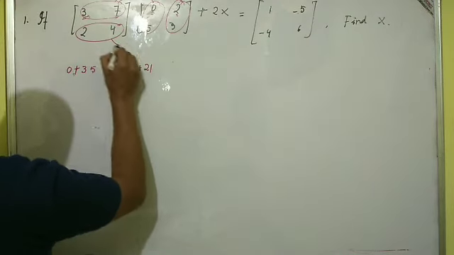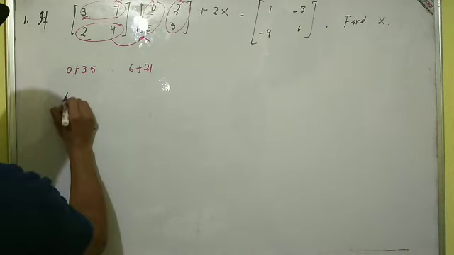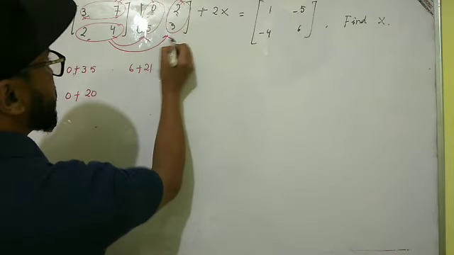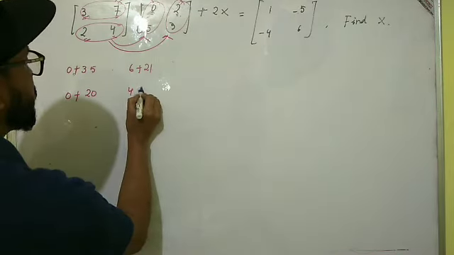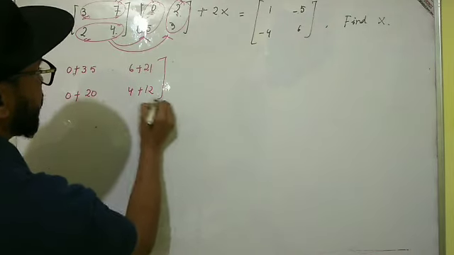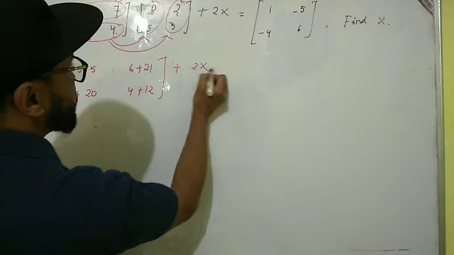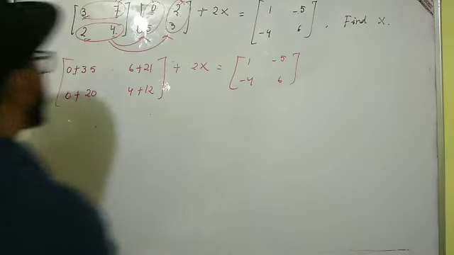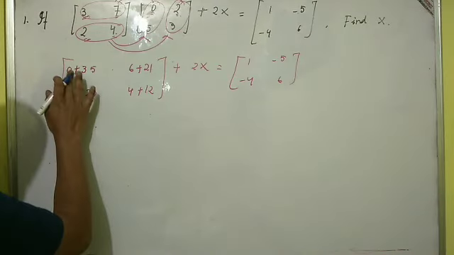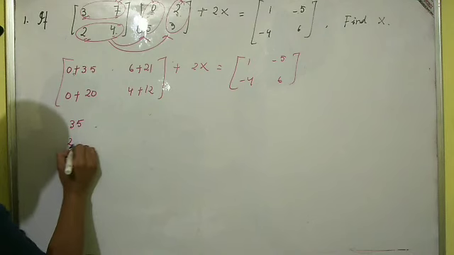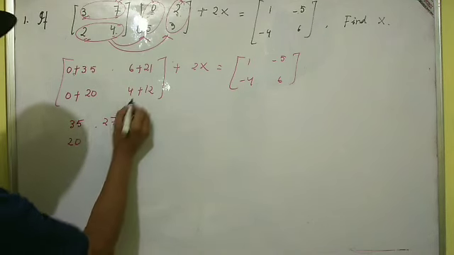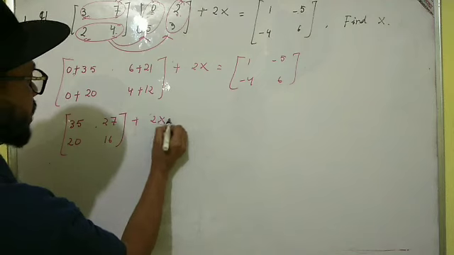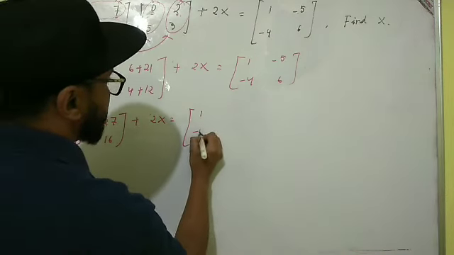Now we'll repeat the same thing with this one. First with first, 2 into 0 is 0, plus 4 into 5, second with second, is 20. Now we repeat the same thing with this one. First with first, 2 2s are 4, plus 4 3s are 12, plus 2x is equal to 1, minus 4, minus 5 and 6. Now 0 plus 35 is 35, 0 plus 20 is 20, 6 plus 21 is 27, and 4 plus 12 is 16, plus 2 into x is equal to 1 minus 4, minus 5 and 6.